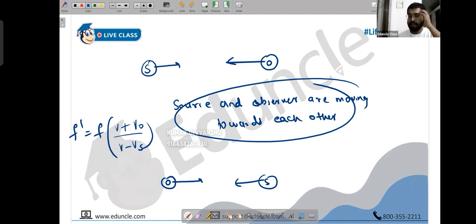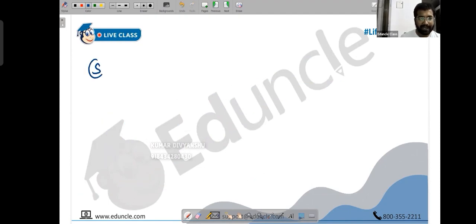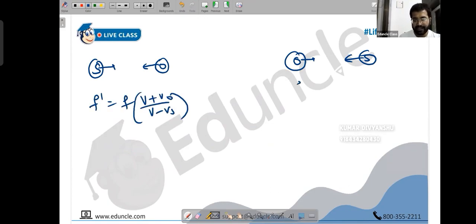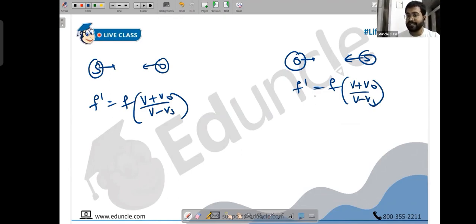Now this is what I always remember. If they mention that source and observer are moving away from each other, we don't care who is on left, who is on right. They have mentioned away. So for me, I always use this as reference. Then you write however you want. Right now both are moving towards each other, and for towards you already know f dash is f into v plus v naught upon v minus vs. And here also I write f dash is f into v plus v naught upon v minus vs. As far as both are moving towards each other, formula doesn't change. It doesn't matter who is on left, who is on right.